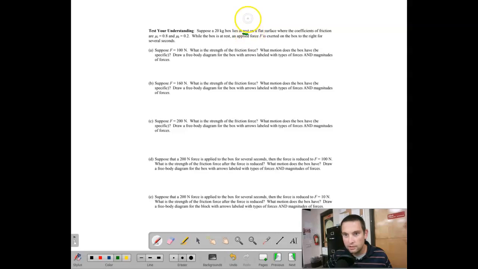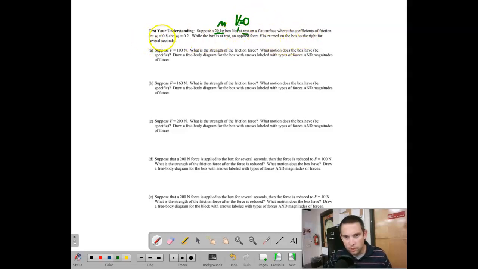Lies at rest. Zero velocity, so this is some kind of velocity. I don't know what kind yet. On a flat surface with the coefficients of friction. Oh yes, I do. That's going to obviously be our starting point.